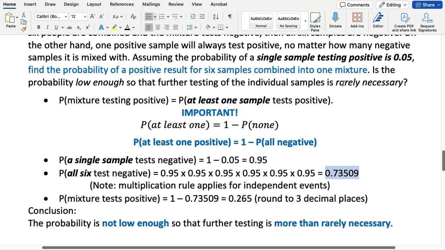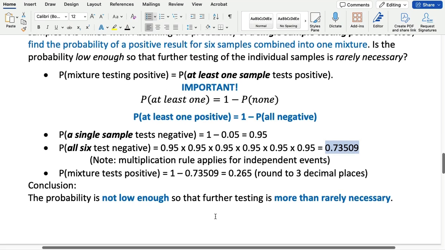So it does not satisfy the rare event rule. It's slightly more than rarely necessary. I mean, you could say that it's less common, but it's not rare. It's not going to be a rare event. So we are going to need further testing, and it won't in fact be a rare event. The further testing could occur around 26.5% of the time. So that would be our conclusion for that.